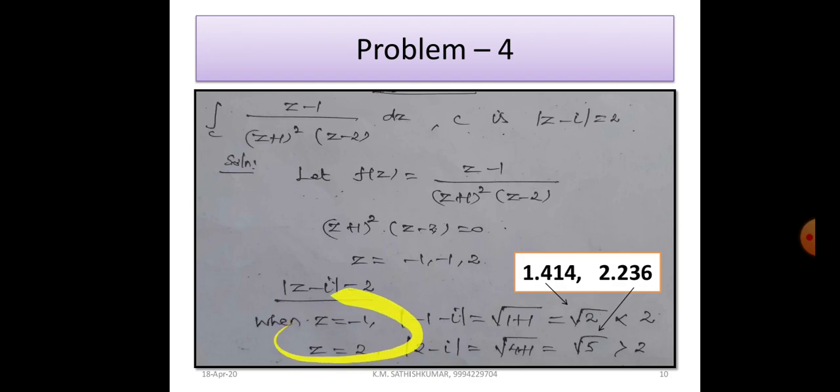As well, when z is equal to 2, modulus of 2 minus I is root of real square plus imaginary square, root 5. Root 5 is 2.236, which is more than 2, so it lies outside. So the pole inside is z equal to minus 1. It occurs 2 times, so it is a pole of order 2. If z equal to minus 1 occurred 3 times, it would be a pole of order 3. That is the only major difference between the problems; otherwise the concept does not change.